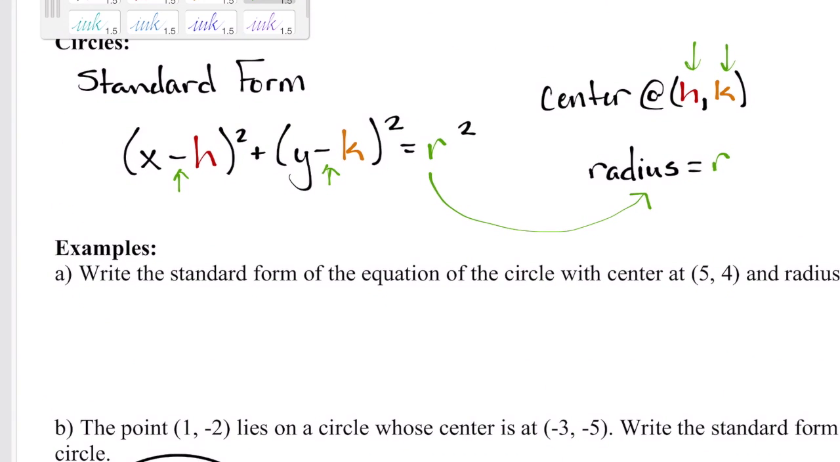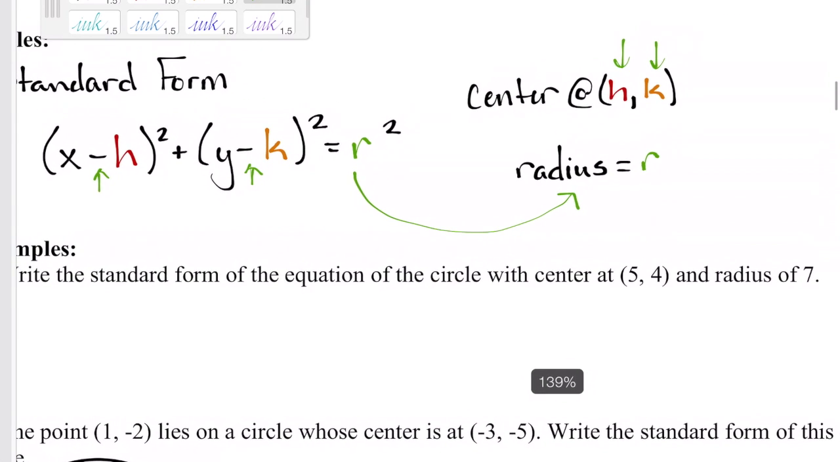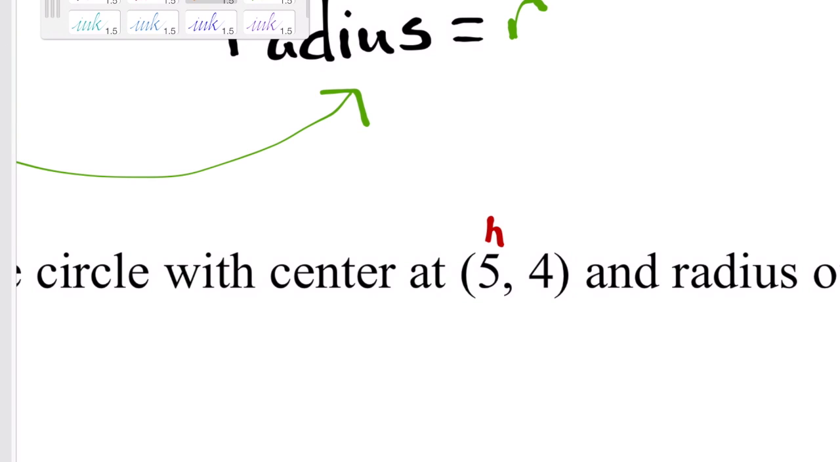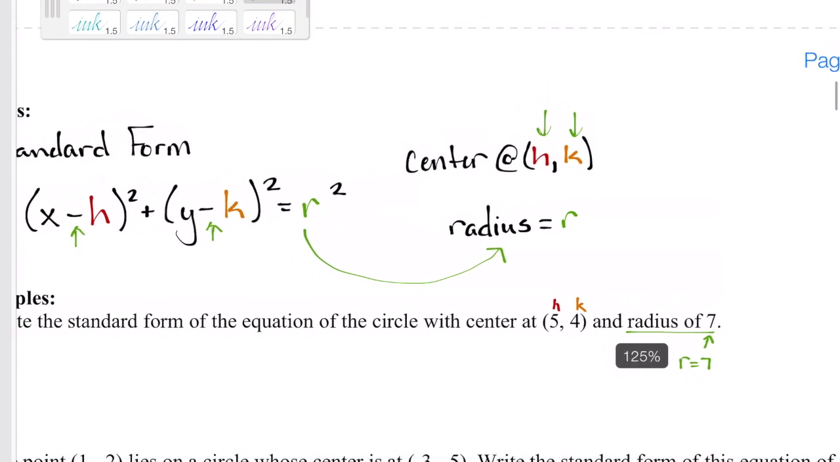So for this first one, they want us to write the standard form of the equation of the circle with its center at 5, 4 and a radius of 7. So 5, 4, they've told me my h and my k. And of course, radius 7, that's our r. So all I'm going to do is just plug this in.